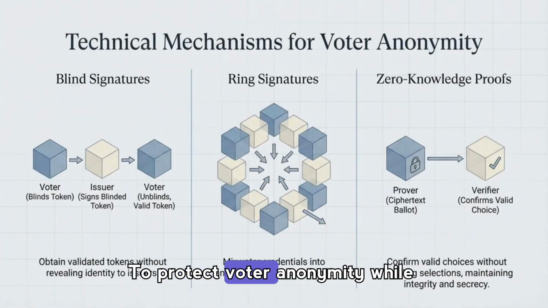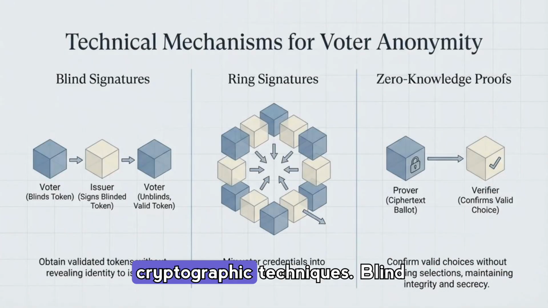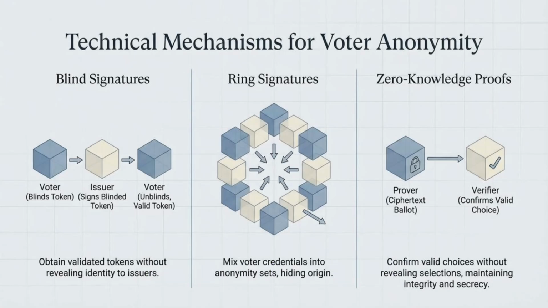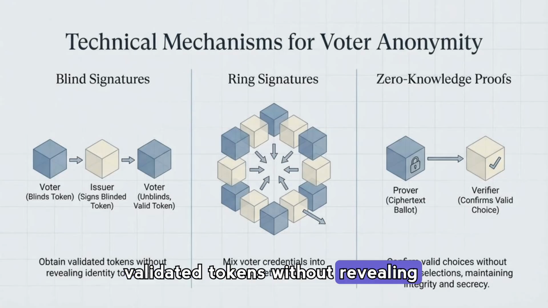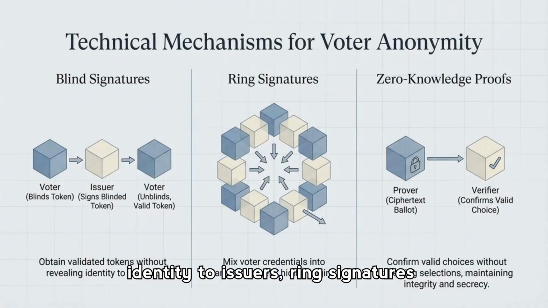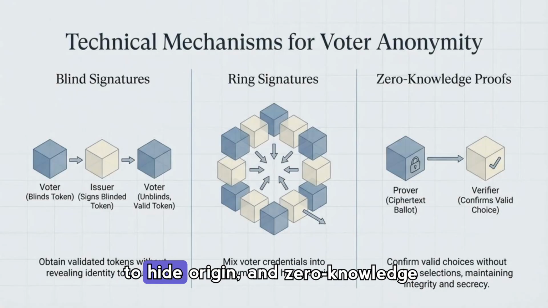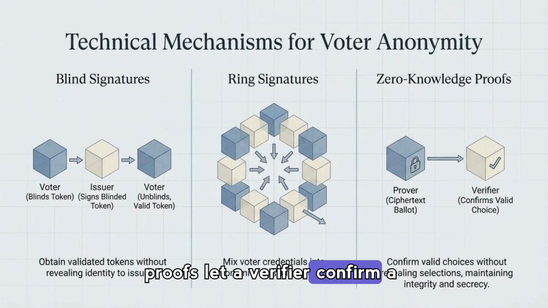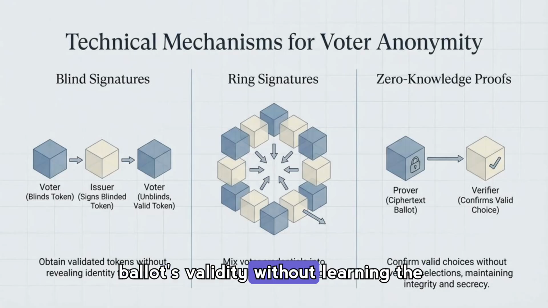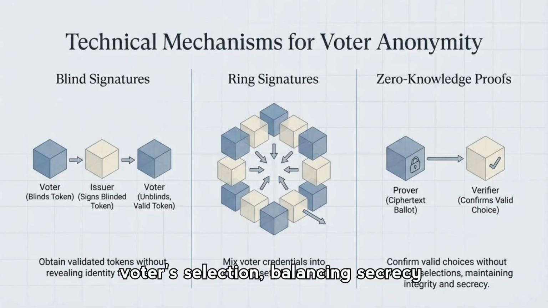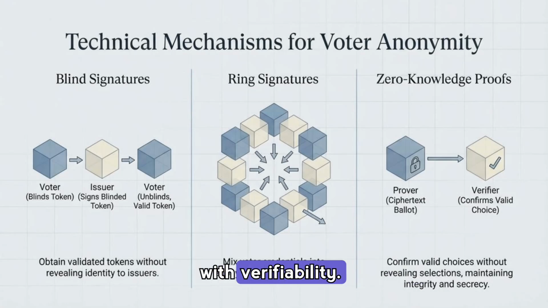To protect voter anonymity while assuring validity, systems rely on cryptographic techniques. Blind signatures let voters obtain validated tokens without revealing identity to issuers. Ring signatures mix credentials into anonymity sets to hide origin. And zero-knowledge proofs let a verifier confirm a ballot's validity without learning the voter's selection, balancing secrecy with verifiability.